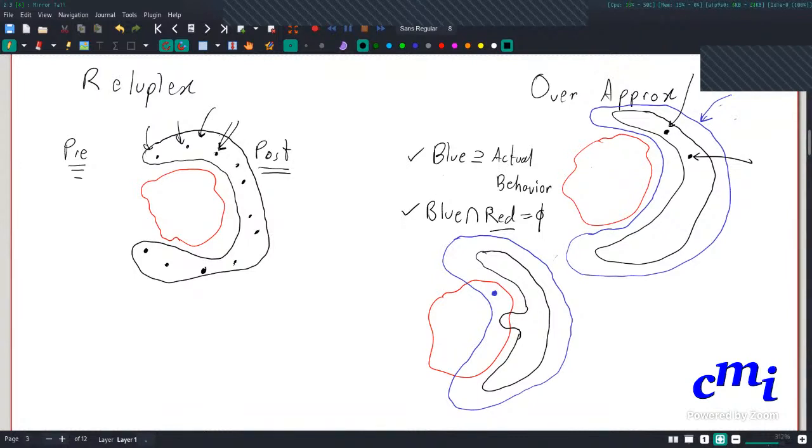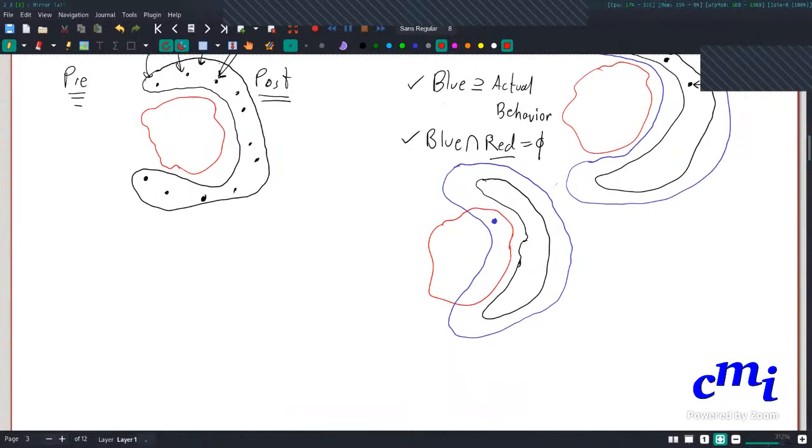It could be that the black region actually intersects with the red region, or it could be that the black region doesn't intersect with the red region. It could be that it looks something like this instead, right? So you don't know which of these two situations you have, and then you can't really answer anything conclusive.